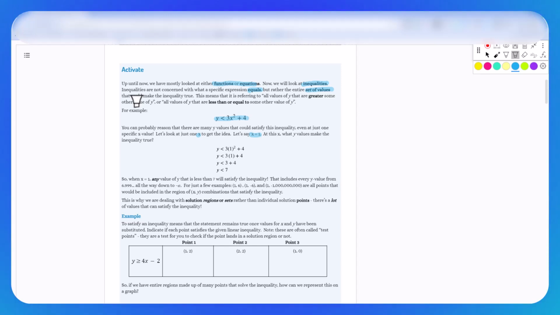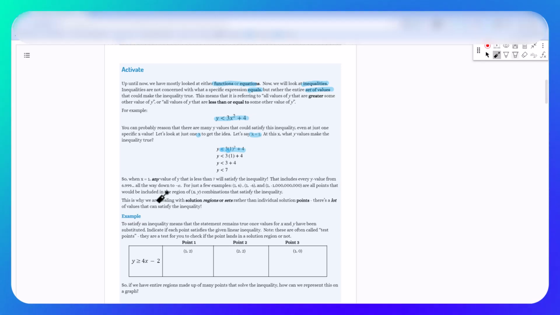Well, if y is less than or equal to 3 times 1 squared plus 4, well, 1 squared is 1, 3 times 1 is 3, and then plus 4 gives us 7. We now end up with y less than 7. Well, there's many values of y that are less than 7 that will make this inequality true. And not only is there many, there's infinitely many values that are going to make this true.